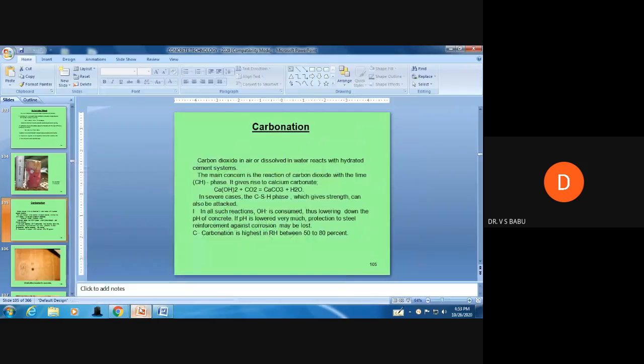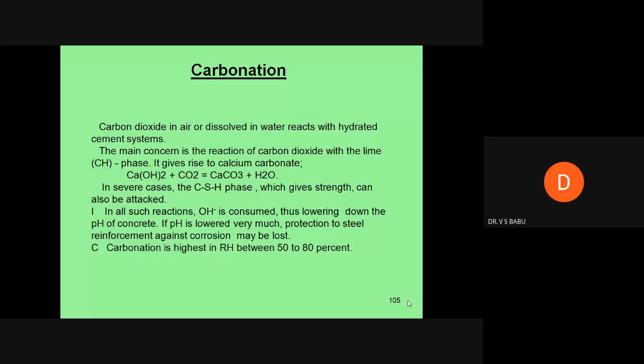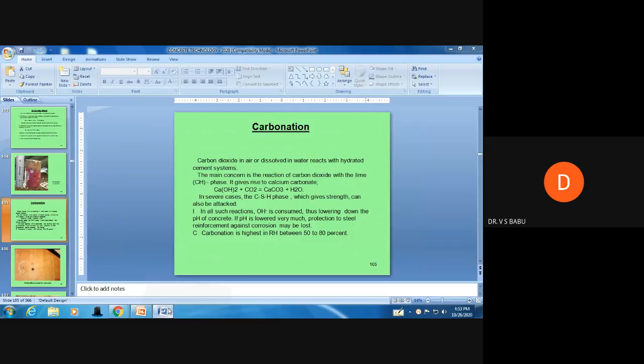तो अगर इसके ऊपर अटैक हो गया है, देन आपका जो बिल्डिंग है मतलब जल्दी कोलैप्स हो जाएगा. In all such reactions, OH ions are consumed, thus lowering down the pH. अगर कंक्रीट के अंदर pH lower हो गया, that means किस में चले जाएगा? That means if the pH in the concrete goes down, the concrete will go into the acidic medium.